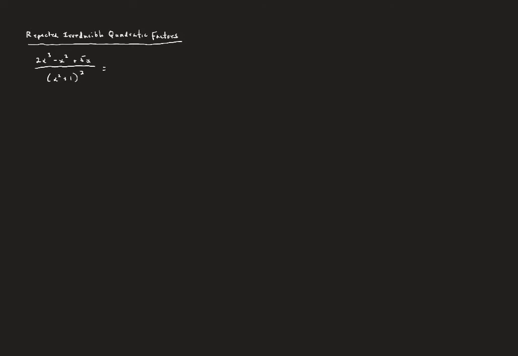Now, because we have the repeated quadratic factor, we're going to get an A, since I don't have any linear factors to worry about, so I haven't used A yet. So I'm going to go (Ax + B) over (x^2 + 1) to the first, and then continuing along the alphabet, (Cx + D) over (x^2 + 1) squared. Okay, hopefully that makes sense.